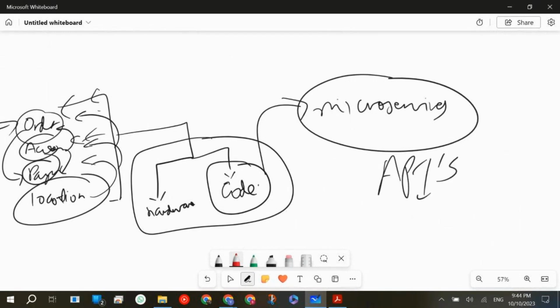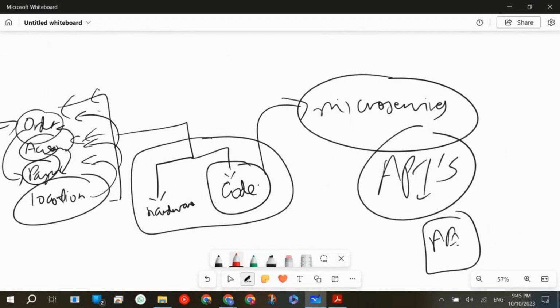With the advent of APIs, one simple example: let's say the location guy is developing it, and he knows this will be the API structure which he will provide to orders. Orders already has the API structure, so he will use it to develop his orders. Similarly, accounts will use it, and payments will use it. So there is no dependency as such, because they already knew what they are going to ingest and what they have to provide. That problem was solved, and they all started developing things in parallel.